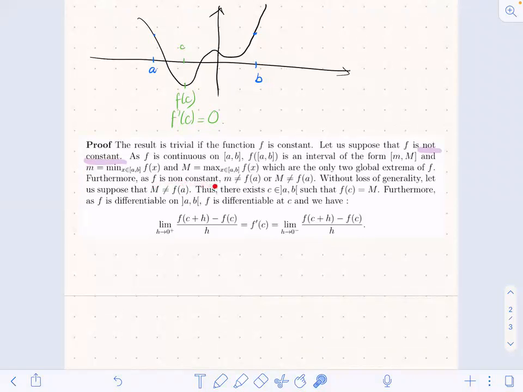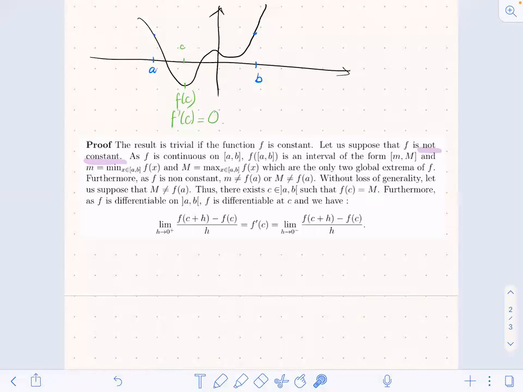So f is non-constant. As it's non-constant, then we've got two possibilities. Basically, there's no straight line linking f of a and f of b. The function has to vary somewhat. So you've got either f of a is not equal to small m, or f of a is not equal to big M. Okay, can you still hear me? Yes. Okay, I was a bit worried that it wasn't the case. So we've got either of these two possibilities, and we can suppose that one of these two holds.